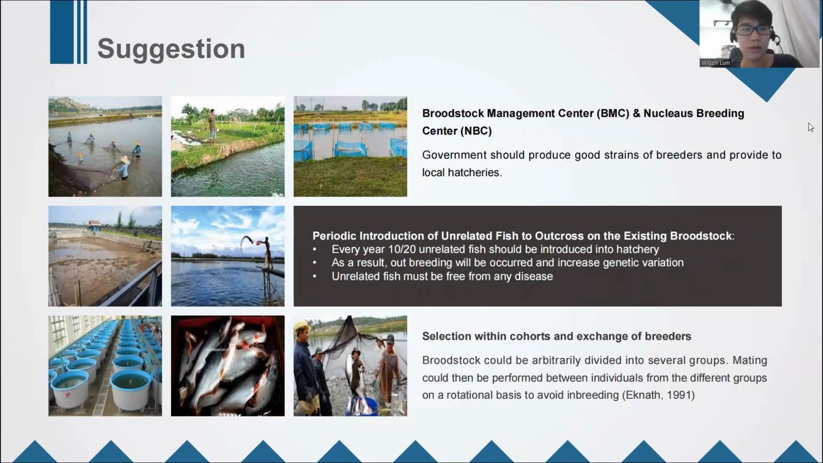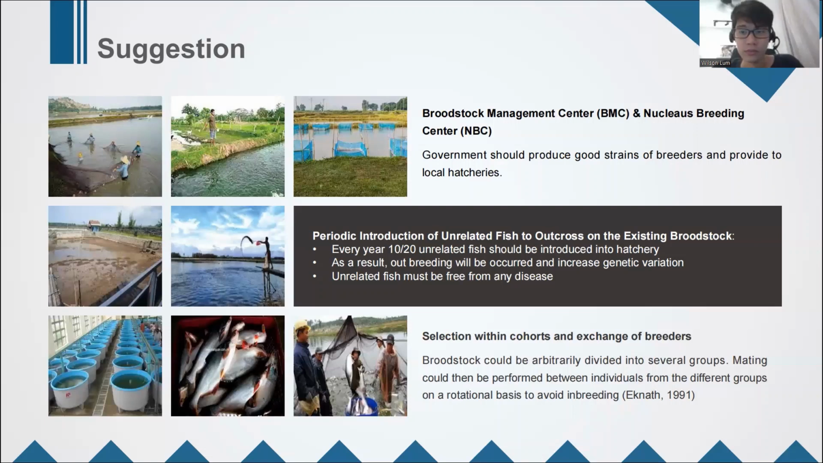Next, we're going to talk about suggestions. One suggestion is the introduction of unrelated fish to outcross with the existing broodstock. For example, every year 10 or 20 unrelated fish should be introduced into the hatchery. As a result, outbreeding will occur and increase the genetic variation. And the unrelated fish must be free from any diseases, so-called SPF.